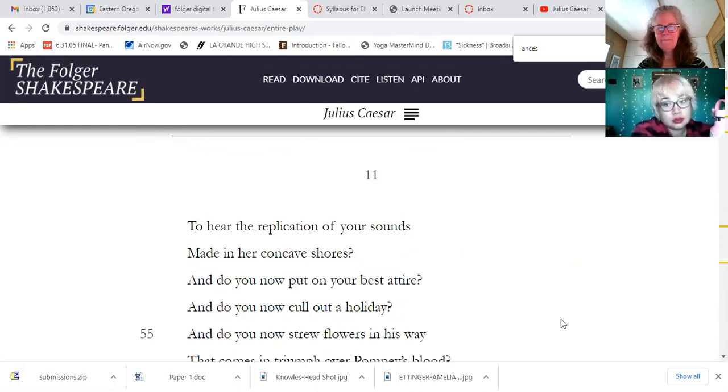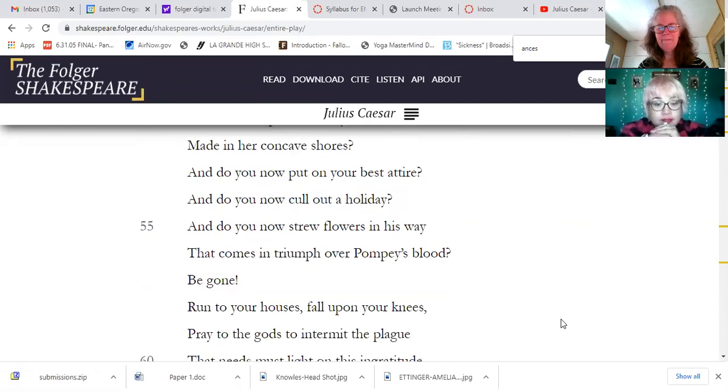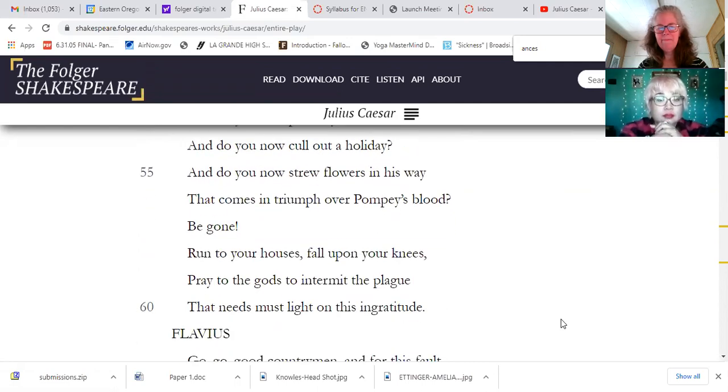And do you now put on your best attire, and do you now call out a holiday, and do you now strew flowers in his way, that come in triumph over Pompey's blood? Begone! Run to your houses, fall upon your knees, pray to the gods to intermit the plague that needs must light on this ingratitude.